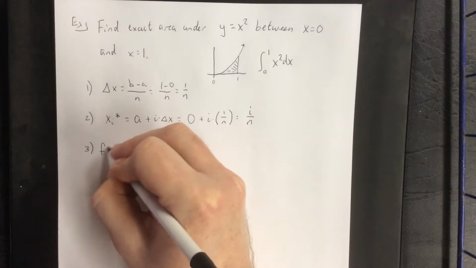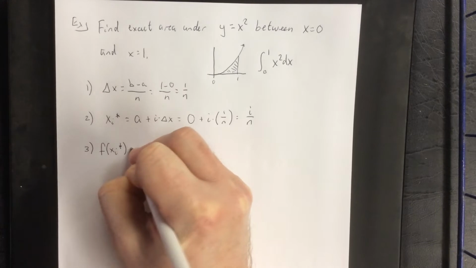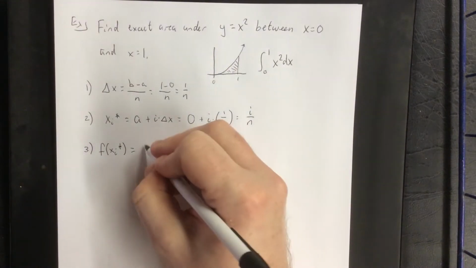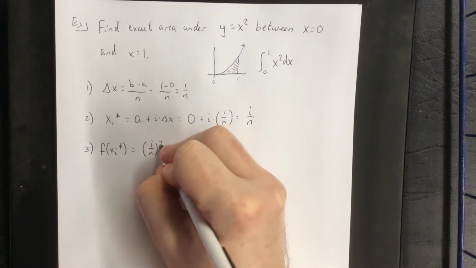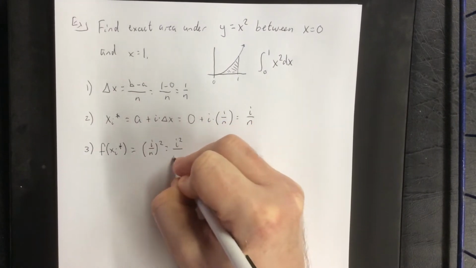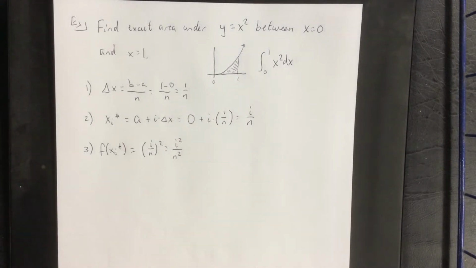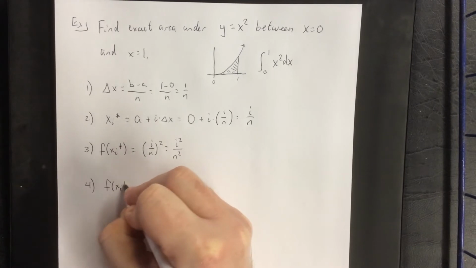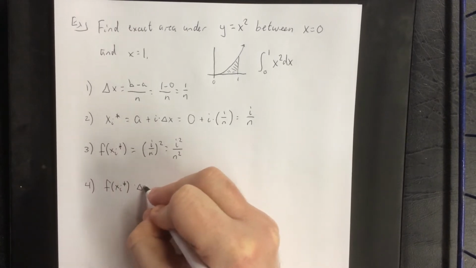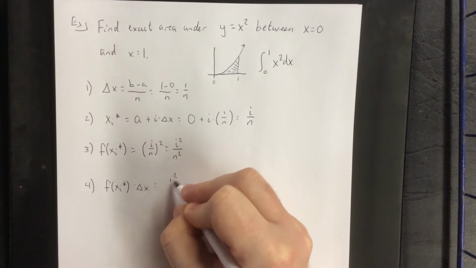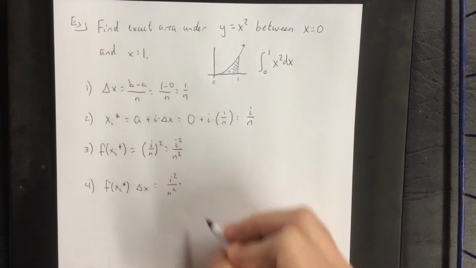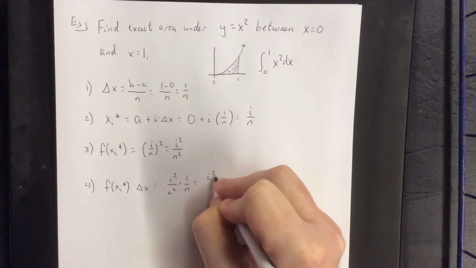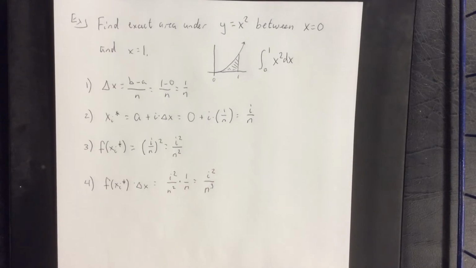After that, we're going to plug that into the given function. The given function was x squared, so I'm going to plug this into x squared. That'll be i over n, quantity squared, or more simply, i squared over n squared. Then we're going to multiply this by delta x. So that'll be the expression we just got, i squared over n squared, multiplied by delta x, 1 over n, giving us i squared over n cubed.